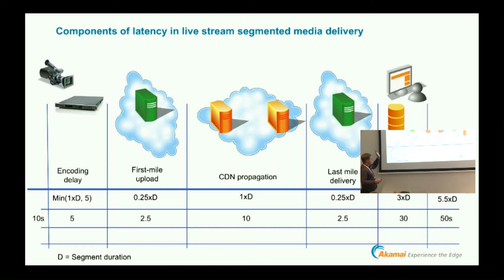This diagram is simply showing what I mentioned previously about reducing segment duration. So we have an encoder going into the first mile, CDN, last mile, and into the player buffer. And if you put in 10-second segments, you will get about 50 seconds latency. If we reduce it to 2-second segments, you'll get about 11 seconds. Notice the player is causing most of the latency here. It's not the CDN, and it's not the encoder.